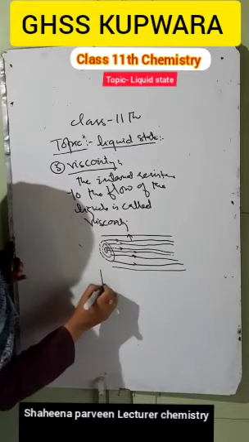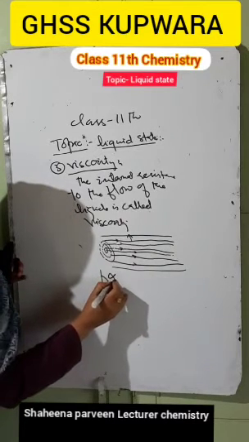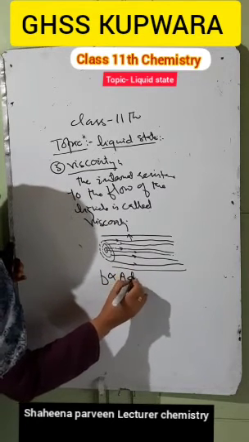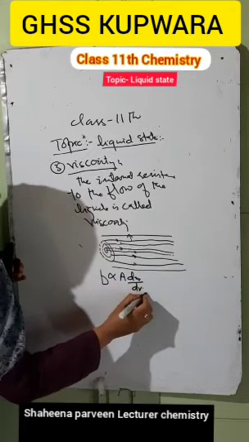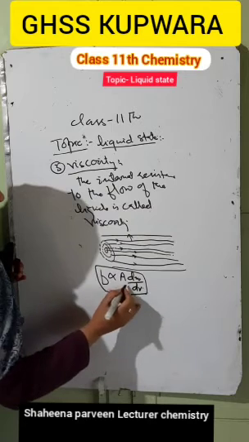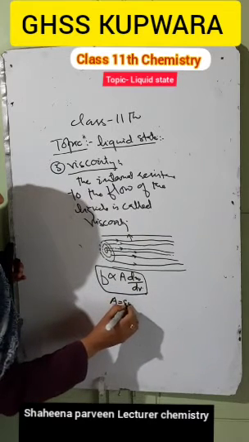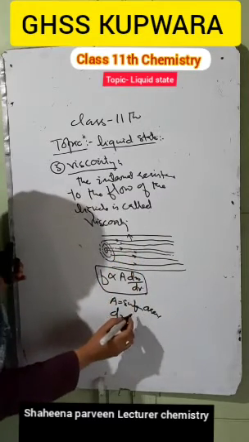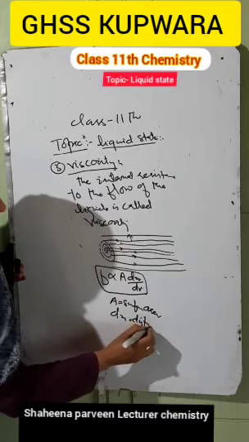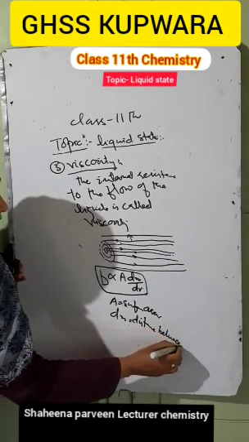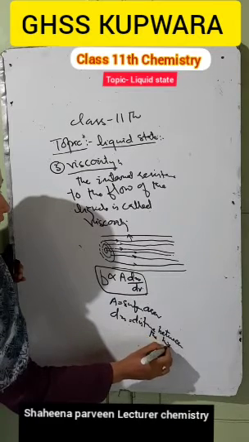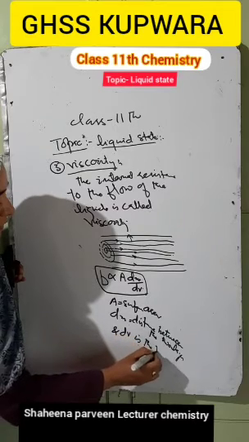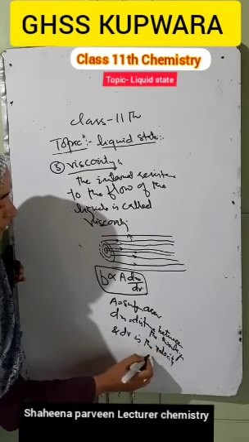That viscosity is given by the force, that's the force of friction, that is directly proportional to the area of cross section, and dv divided by dx. What is this? A is the surface area, dx is the distance between the two layers, and dv is the velocity gradient or difference.